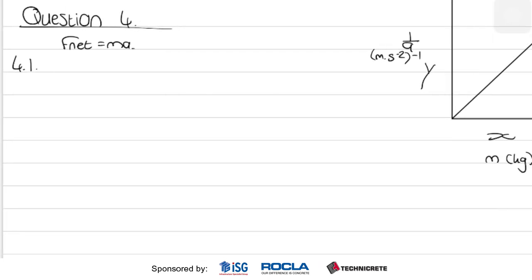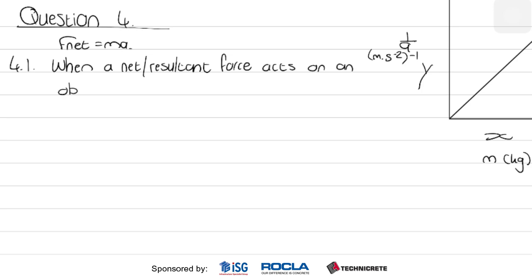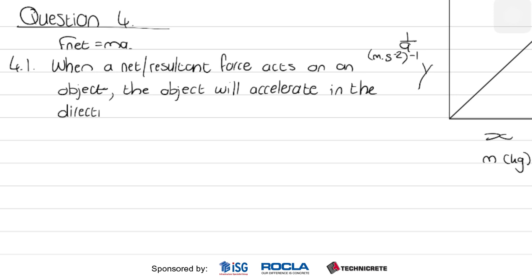So now let's write in words what this equation is saying. The equation is saying, when a net or resultant force acts on an object, so when our net or resultant force acts on an object, the object will accelerate in the direction of the net force.